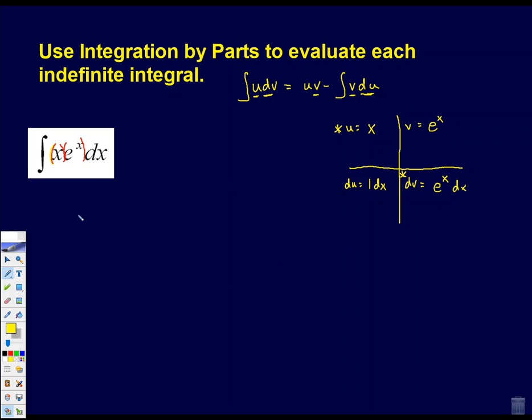So now I'm going to try and fill in my formula by writing the original integral again. And remember, this is now u dv. Okay, so now over here on the right, we want to fill in u times v. According to my table, that's x times e to the x. And for this first time around, I'm going to write the names under there again. Minus the integral of v times du. Well, v is e to the x now, and du is simply 1 dx.